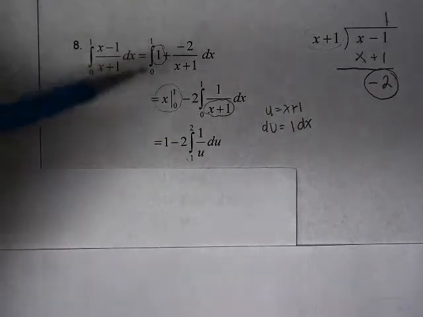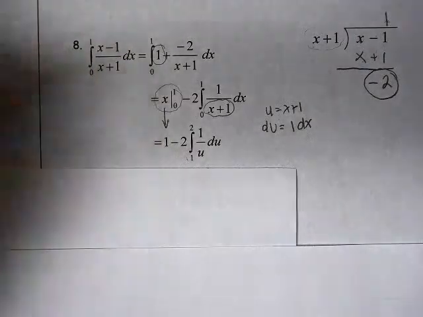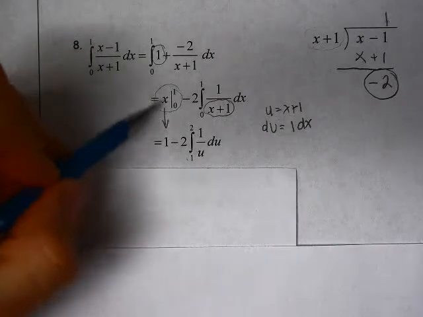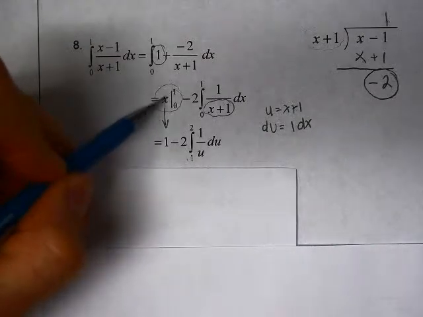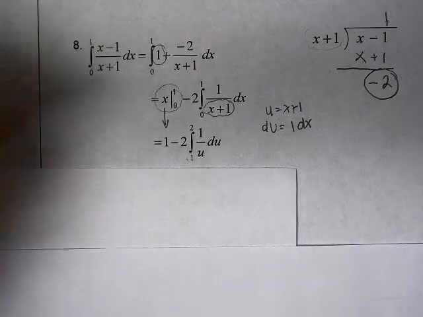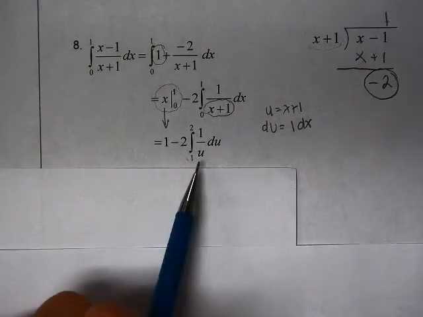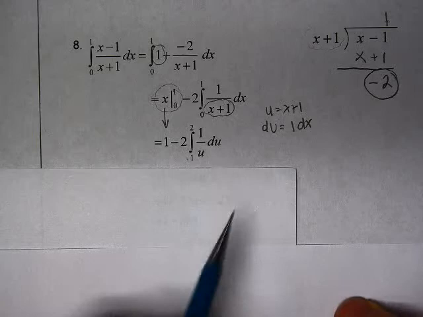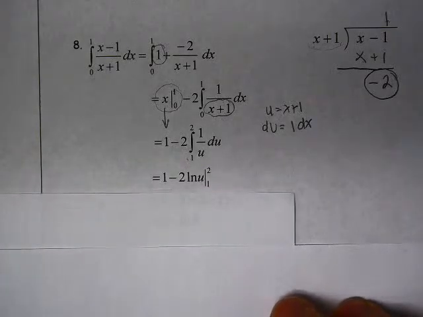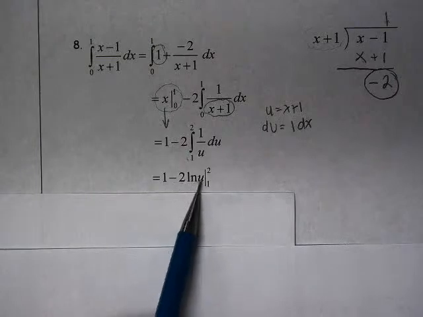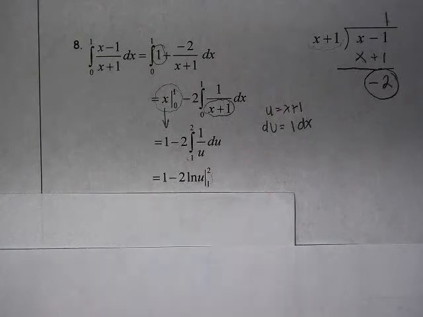And here also I've taken this first part, and I said x equals 1 minus x equals 0, so 1 minus 0 is 1. And now all I have to do is this integration. We know this pattern. 1 over u du gives us an ln of u. So now I have the 1 minus 2 times ln of u evaluated from 1 to 2.